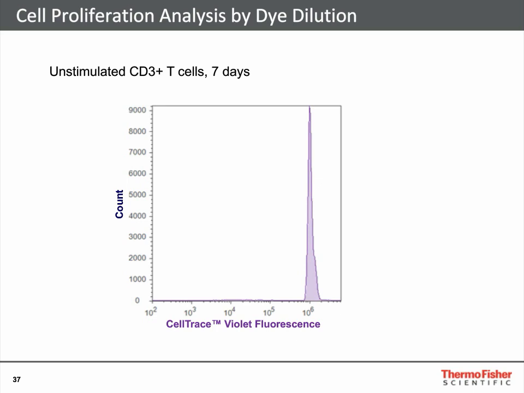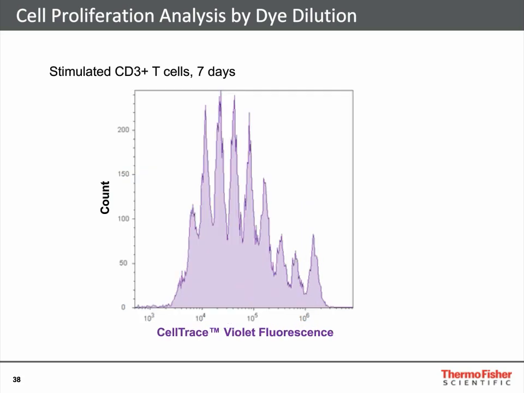We take the same cells and stimulate them, encouraging them to proliferate with an antibody against CD3 and additional interleukin-2. What we see after 7 days is this striking histogram where each peak corresponds to one generation of cells. On the far right we have a peak corresponding to our parent generation, and each peak to the left indicates an additional generation through which those cells have progressed. So we have a very clear measurement of not only that our cells are proliferating, but that some cells are growing much faster than others.